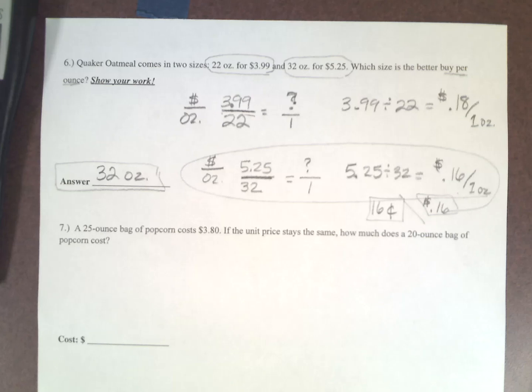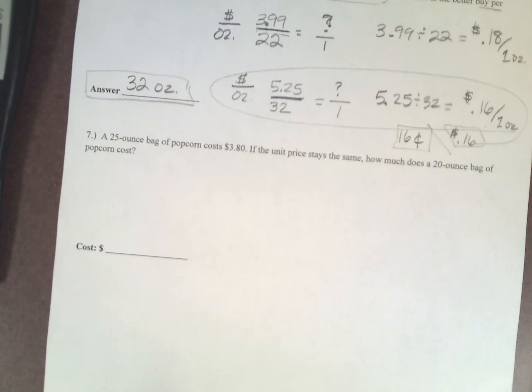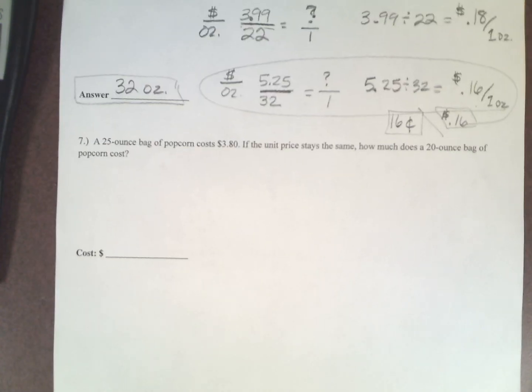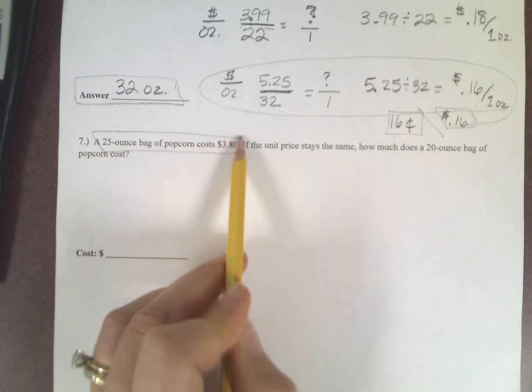Let's take a look at number 7. It's our last one. A 25-ounce bag of popcorn costs $3.80. If the unit price stays the same, how much money does a 20-ounce bag of popcorn cost? So again, I've got a rate. My rate is comparing ounces to money.